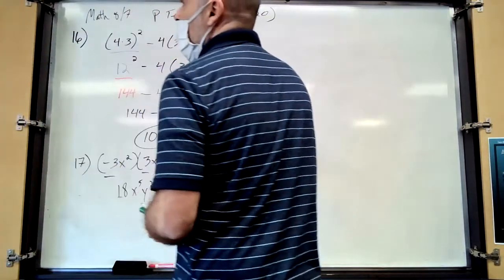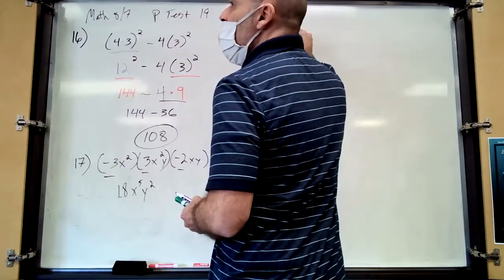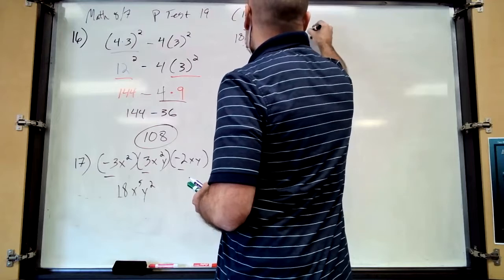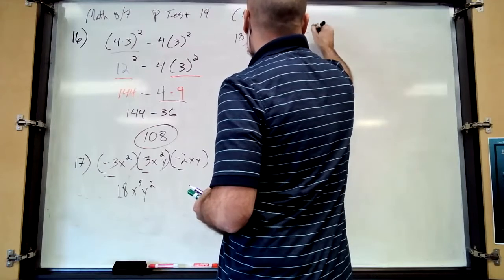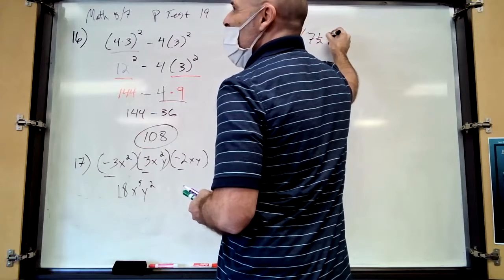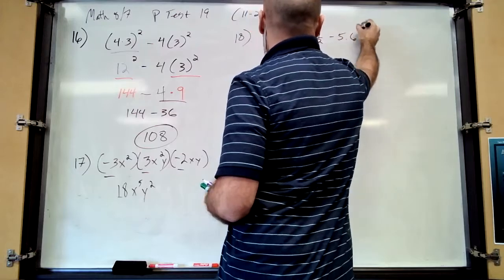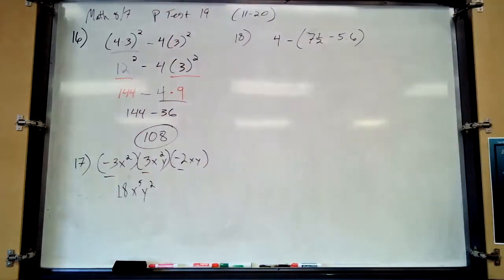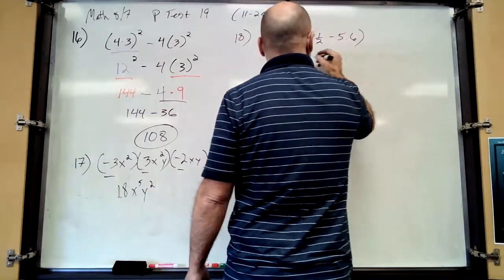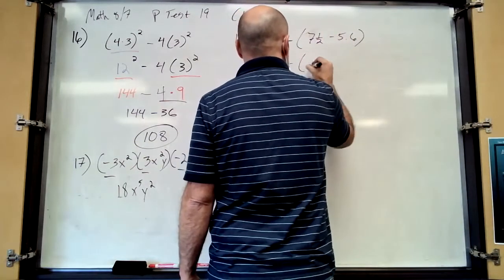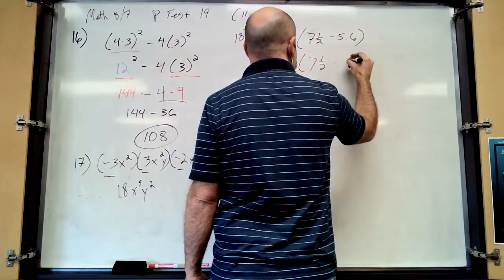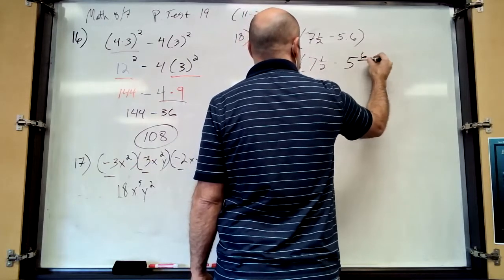What book? 18. All right, let's do this. 4 minus 7 and a half minus 5.6. It wants a fraction answer, so you have to choose one direction. Either go decimals or go fractions. They want us to go fractions. So how do you rewrite 5.6? 5 and 6 tenths. There you go.